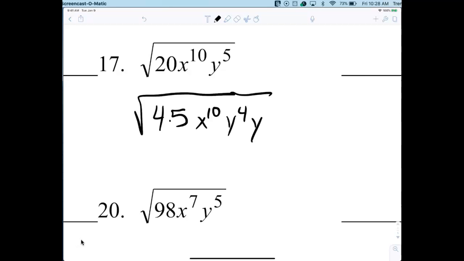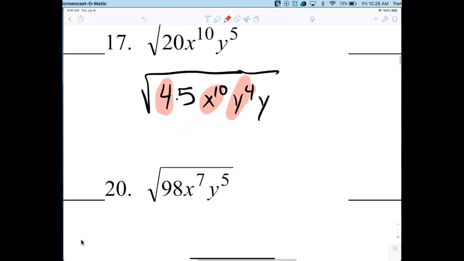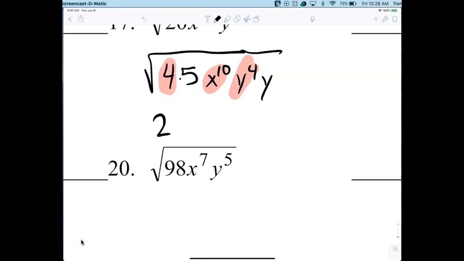Ian, you good? All right, now, Ian, what's the square root of 4? What's the square root of x to the 10th? And what's the square root of y to the 4th? Yes, that's how easy this is. 2x to the 5th, y squared. What's left behind? 5y. Simple, simple, simple.